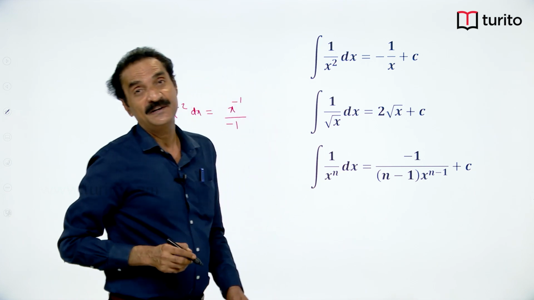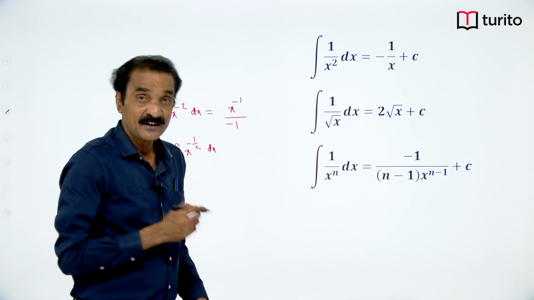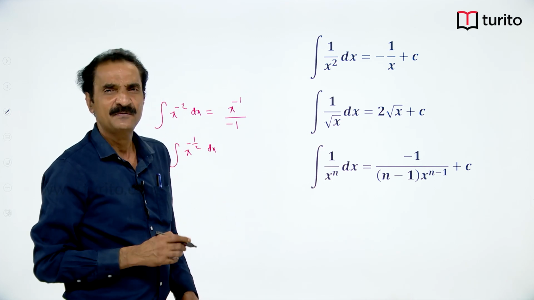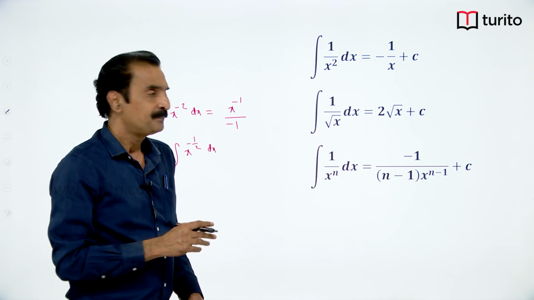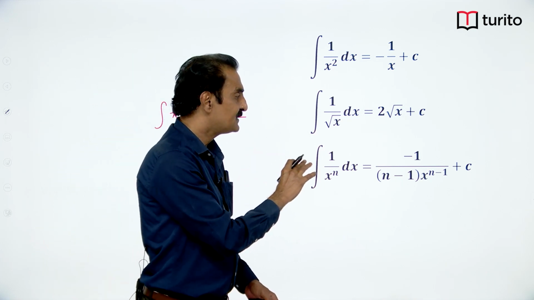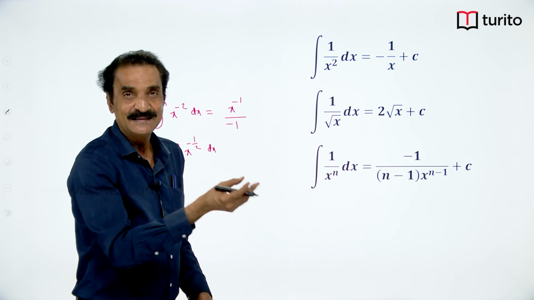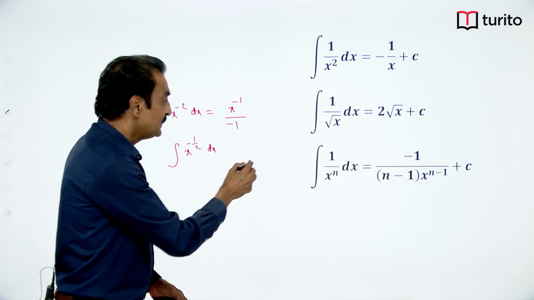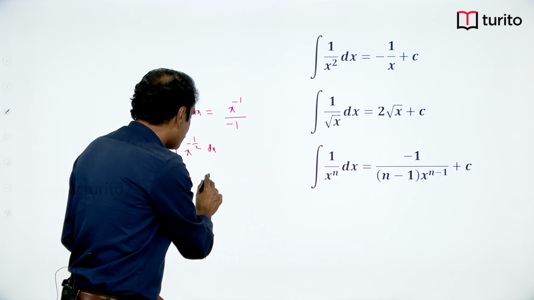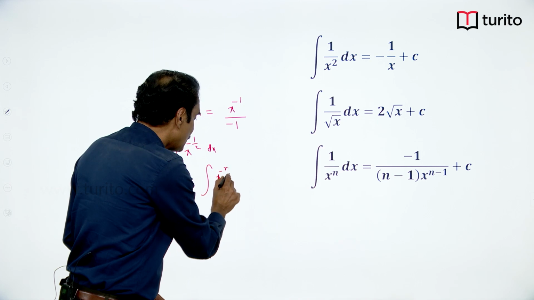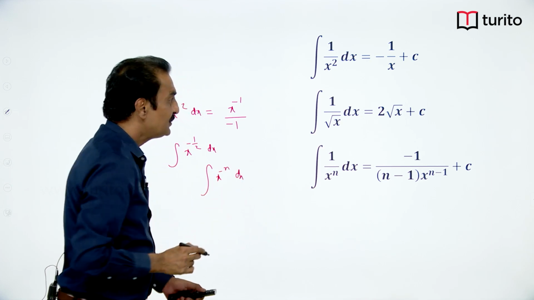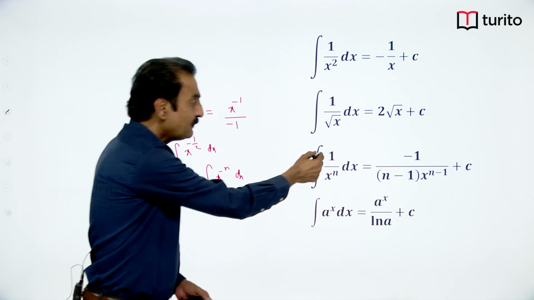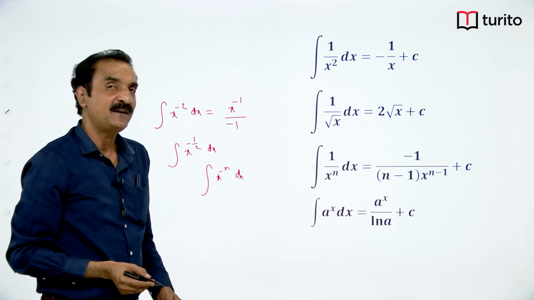Integral 1 by x power n dx. It is better to remember this formula also, because this formula is not given in many books. It will not be taught also. But if you can remember this, you can solve the questions easily without any calculation work. By writing this 1 by x power n as x power minus n, and then using the previous formula, we get minus 1 by n minus 1 x power n minus 1 plus c.